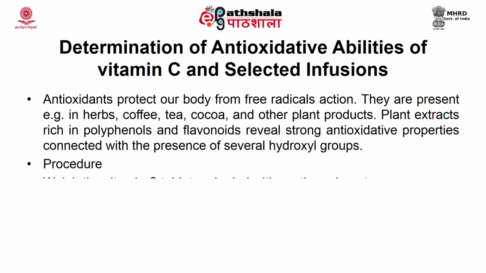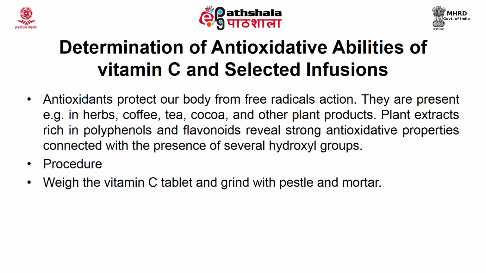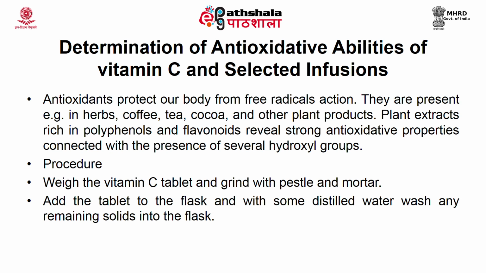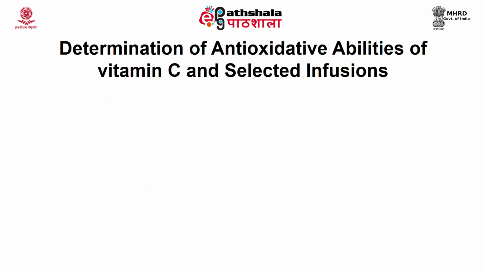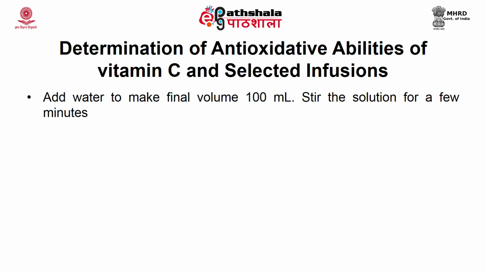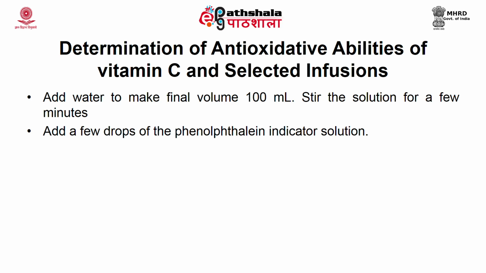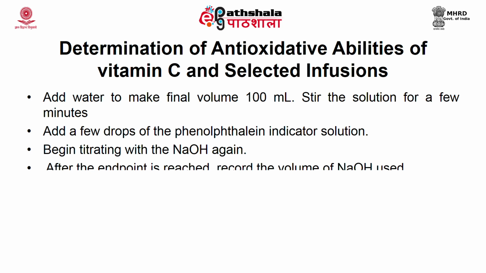Procedure: weigh the vitamin C tablet and grind it with a pestle and mortar. Add the powder to a flask with some distilled water. Wash any remaining solid into the flask. Add water to make a final volume of 100 ml. Stir the solution for a few minutes. Add a few drops of phenolphthalein indicator solution. Begin the titration with NaOH again. After the end point is reached, record the volume of NaOH used.